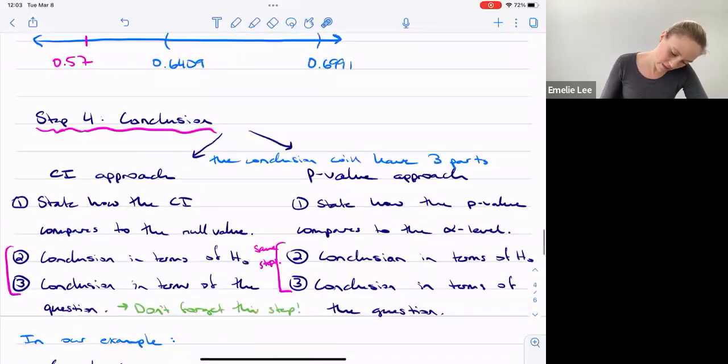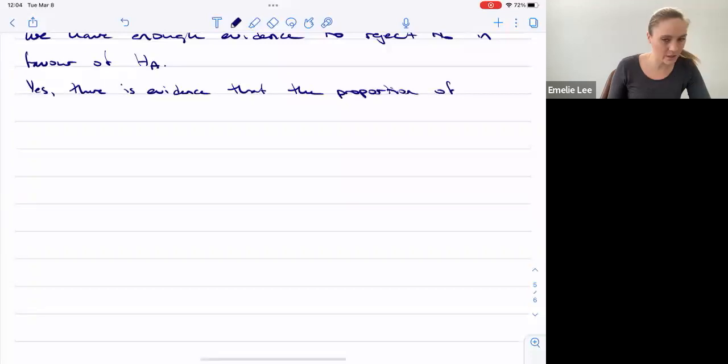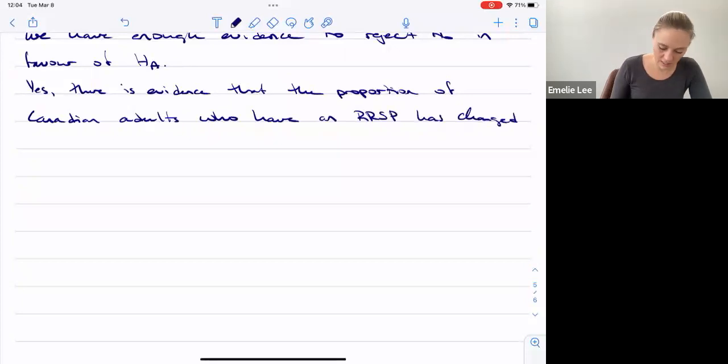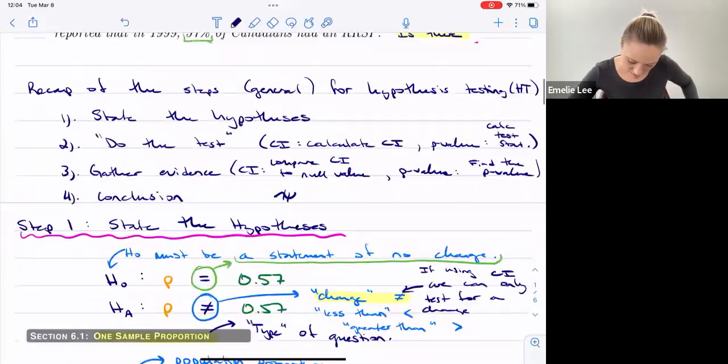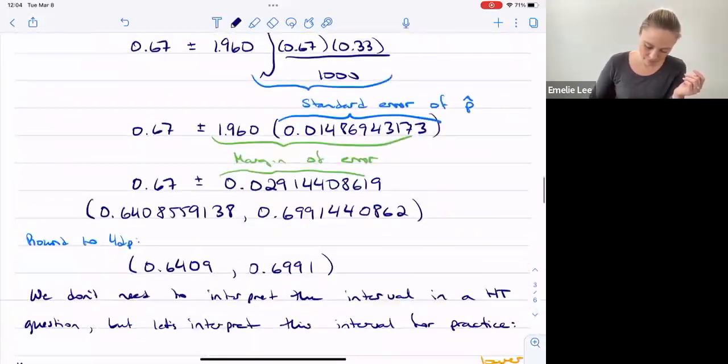So yes. There is evidence that the proportion of Canadian adults who have an RRSP has changed since 1999. I think that was the question: is there evidence that the proportion of Canadian adults who have an RRSP has changed? I just reworded that question as an answer.